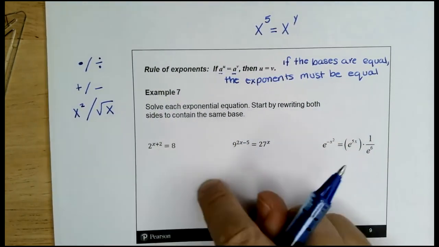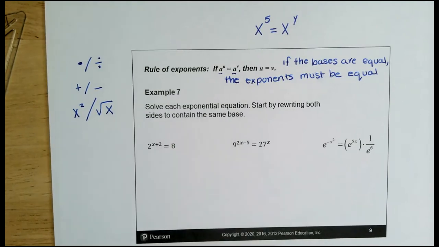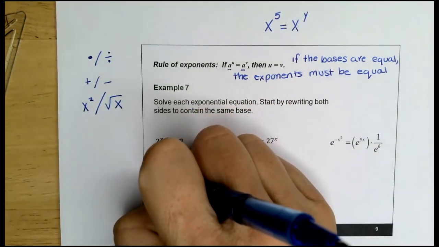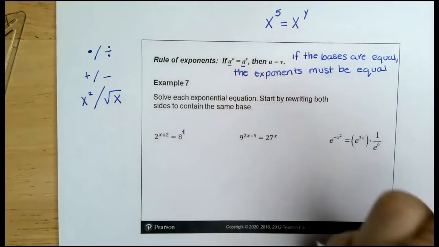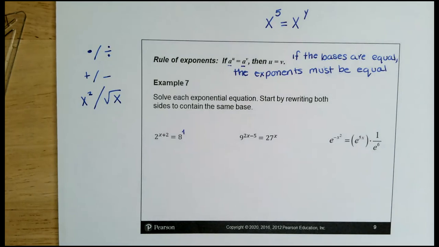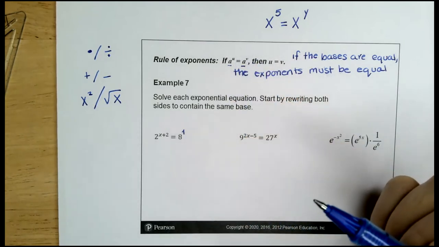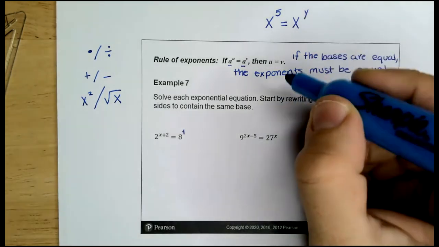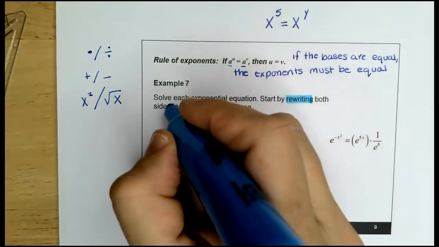But you can use this to solve things that are a little bit more complex than that. Solve each exponential equation. So here we have a base of 2 with an exponent of x plus 2. Here we have a base of 8 with an exponent of understood 1, right? Is there a way to use this rule to solve for this x? Yeah, it says rewrite the sides to contain the same base.